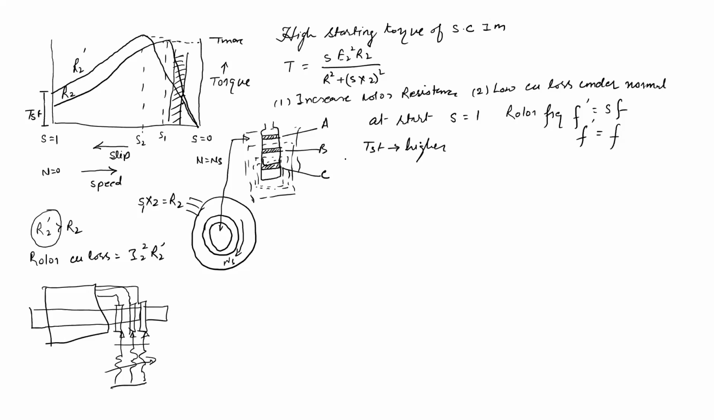Once the motor picks up speed, the rotor frequency starts decreasing, because the rotor frequency f' becomes equal to s into f. At some small value of slip, say 0.04 or 0.05, the rotor frequency is very small, and hence the reactance of the bars is very small. We can say the reactance becomes equal in all bars A, B, C, and hence the equivalent resistance, as those are connected in parallel, will be very small.